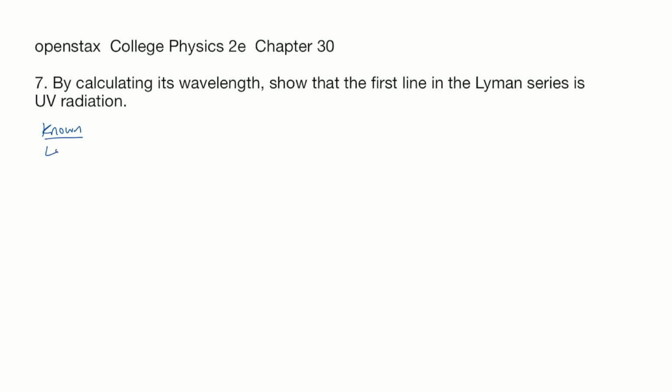It is the Lyman series, so that means n sub f is 1. We want the first line, so that means n sub i is 2. Right, n sub i starts at n sub f plus 1, and it can go on to infinity. All right, and so the equation is 1 over lambda is R, the Rydberg constant, times 1 over n sub f squared minus 1 over n sub i squared.